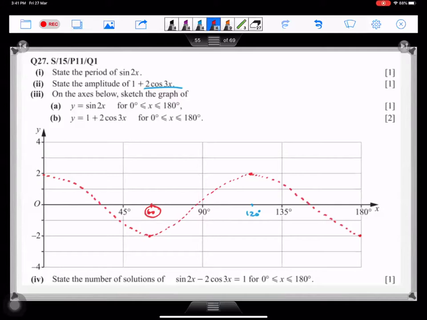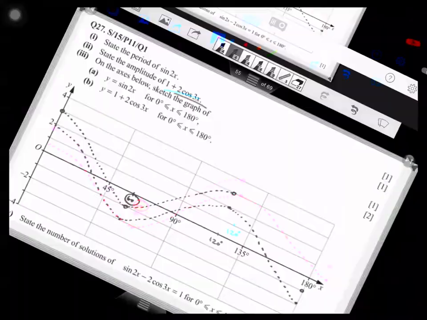Now let me shift it up by 1 unit. So if I shift it up by 1 unit, this would be 3, and this would be minus 1, and this would be 3, and this would be minus 1. Okay. So now what my working would revolve around, to just make it parallel, I cannot focus on every single step. Focus on every single dot in the graph. Of course, I have to focus on every single step.